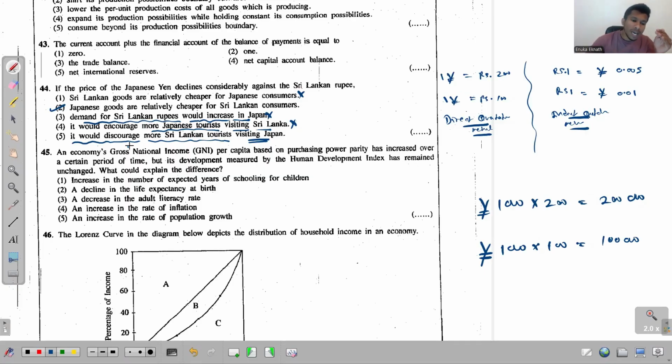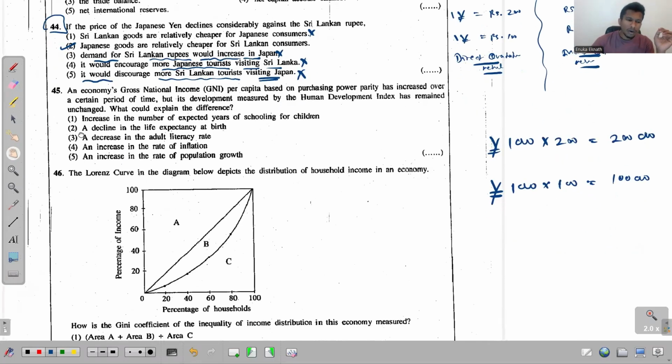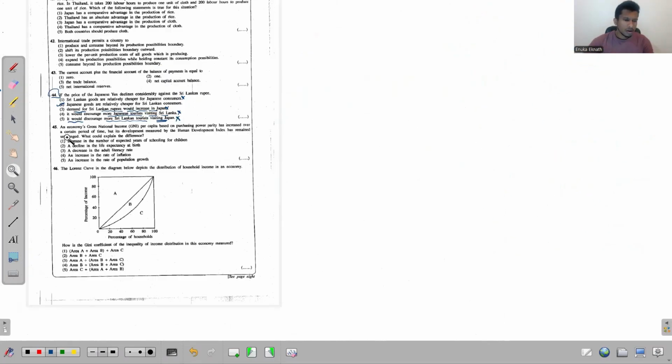Now you get more encouraged to visit Japan. You would love to go to Japan now. So what does it say here? It would discourage more Sri Lankan tourists visiting Japan. Once again wrong, the opposite is true. So the answer for this question 44 is the second one. Right, now look at this question 45.